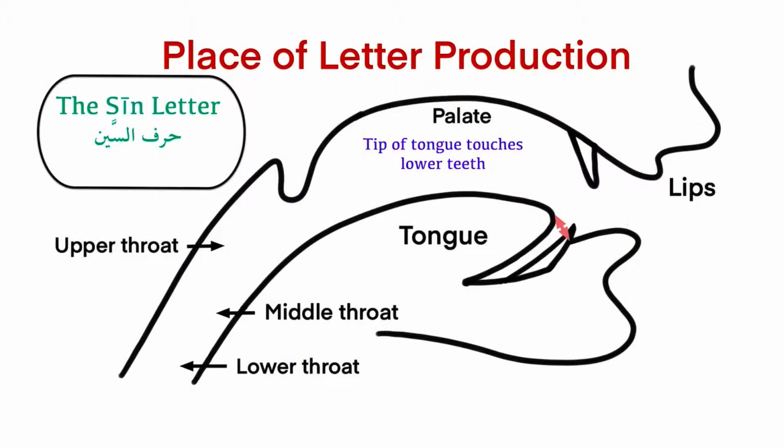Here we see how the Sīn or Sa letter is produced. It is produced in this zone where the tip of the tongue touches the lower teeth. So when the tip of the tongue touches the lower teeth, we could have a Sīn or Sa letter.